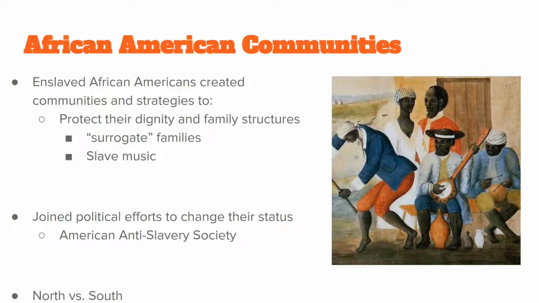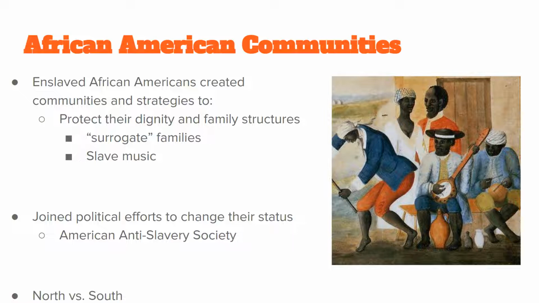African Americans are also going to join some political efforts to try to change their status. We talked about this last time with Frederick Douglass and Sojourner Truth, former slaves who are working to change the status of all African Americans in the United States. Another group to know about is the American Anti Slavery Society. It's another example of a political effort that African Americans are joining to change their status.